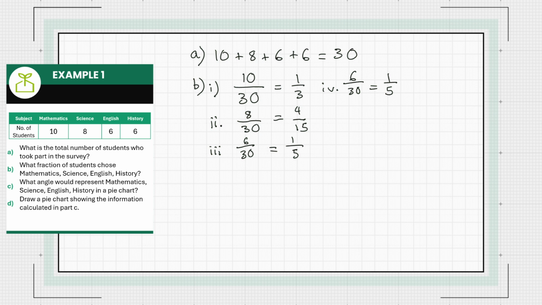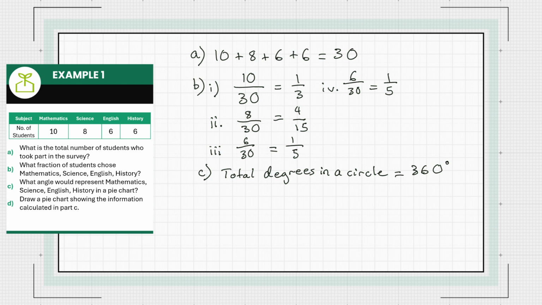Alright, now that we have that, what we can do is we can use this information in order to work out how many degrees each subject will get in the particular sector graph when we make it. So in order to do this, we have to remember the total amount of degrees in a circle is 360. So total degrees in a circle equals 360. Okay, so 360 degrees in a circle.